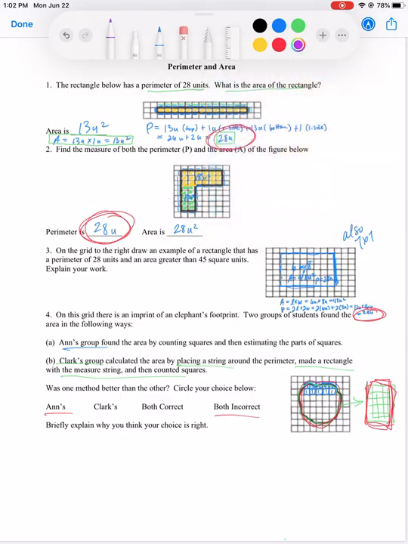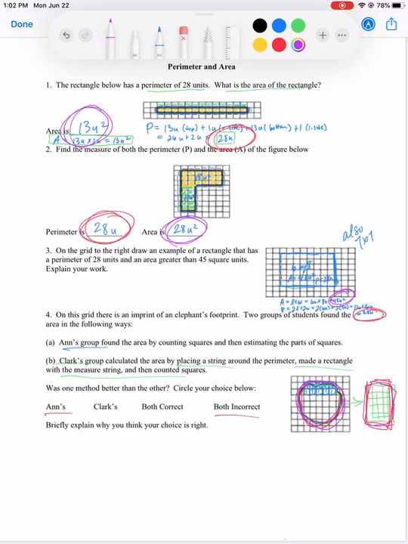Notice that the area of the first rectangle is 13 units squared. The area of the second is 28 units squared. And the area of the third is 48 units squared. So even though you have the same perimeter, you'll have varying areas. When you take the footprint perimeter and move it to make a rectangle, you're changing the area. So Ann's is more correct than Clark's on this one.